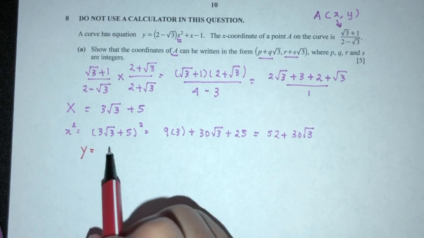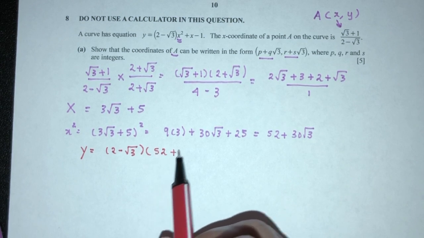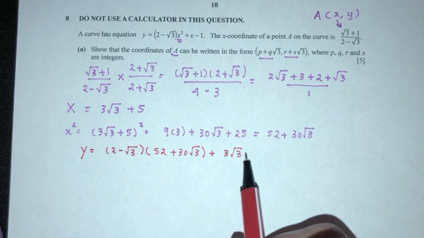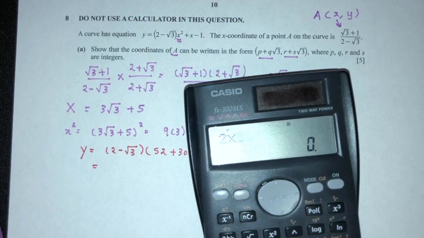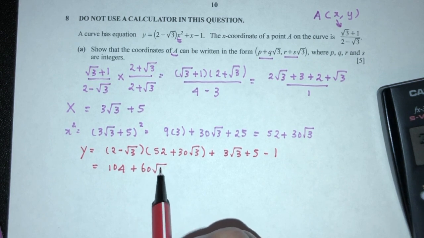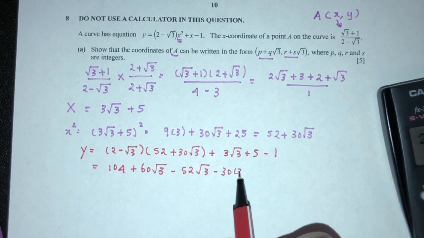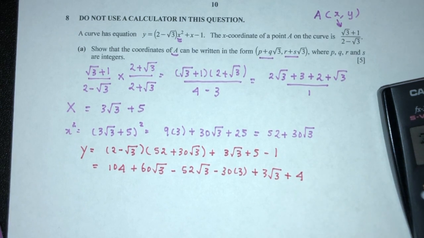Obviously, it is going to be 2 minus root 3 times x squared, which is 52 plus 30 root 3, plus x, where x is 3 root 3 plus 5, minus 1. That will be 2 times 52, which is 104, plus 60 root 3 minus 52 root 3 minus 30 times 3, plus 3 root 3 plus 4. It is just simplifying right now. We just have to make sure we don't make any mistakes while we simplify this expression.